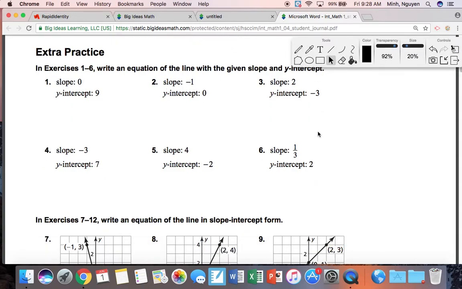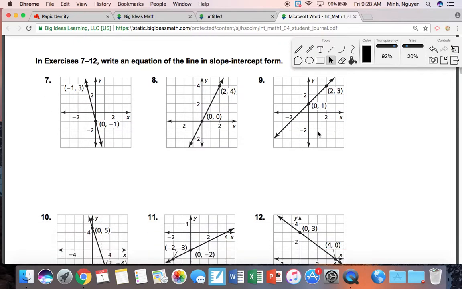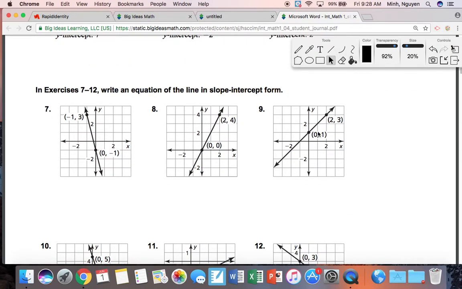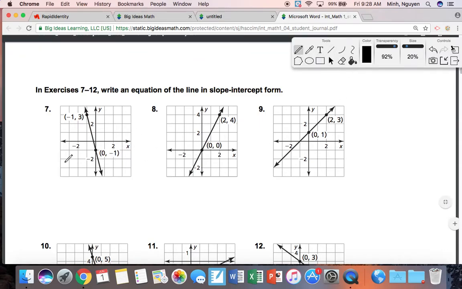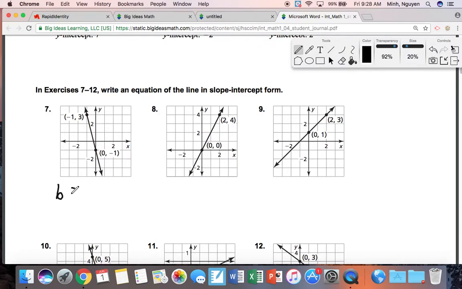Moving on, write the equation of the line in slope intercept form. This is easy because in all these problems they do give you the y-intercept. It's just wherever x is 0. So to write it out, I'll say b equals -1. The y coordinate when x is 0 is the y-intercept. This is -1. This is 0. This is +1.